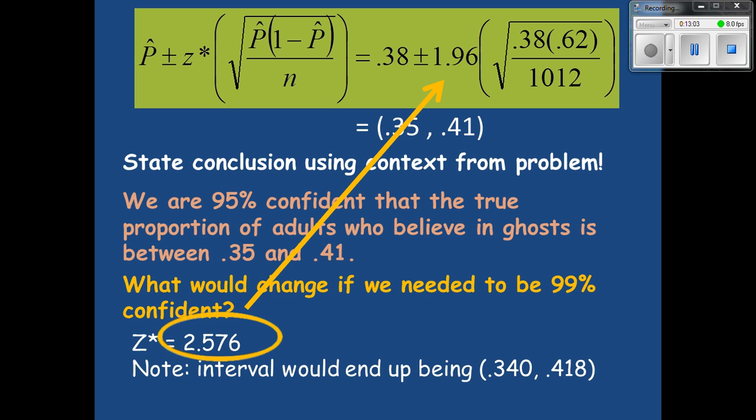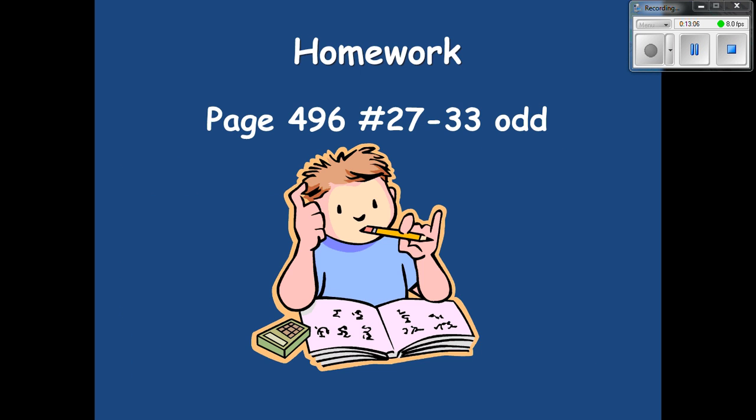We wanted 99% confidence. Okay, so for a little practice on page 496, you guys can give this a look, numbers 27 through 33 odd, and we will pick up the rest of the section in the next video.